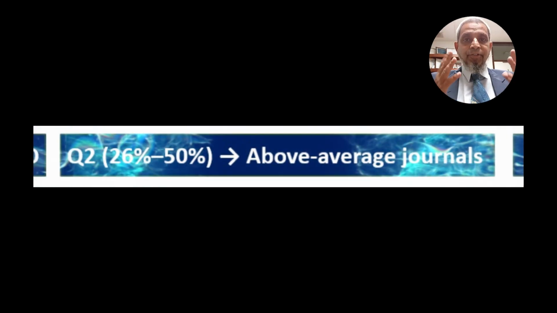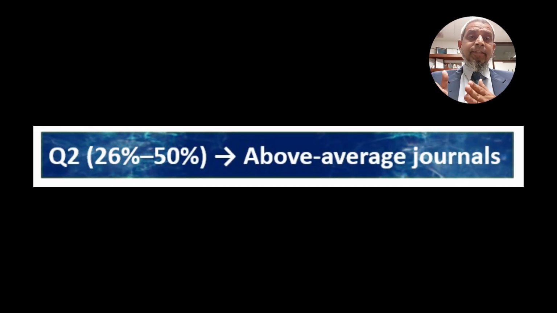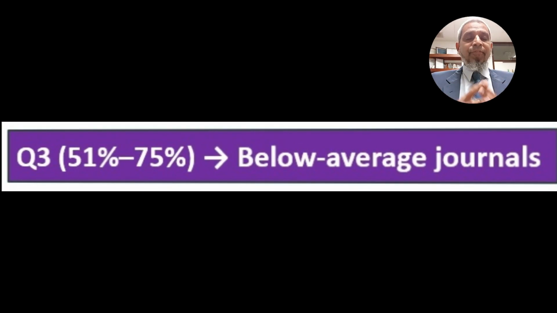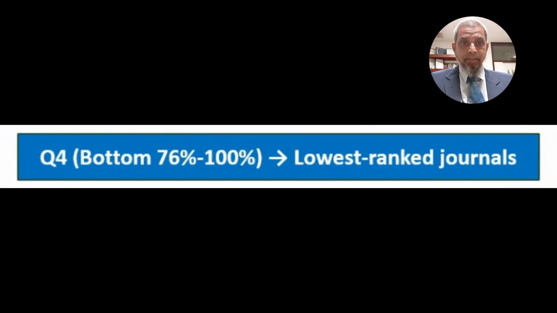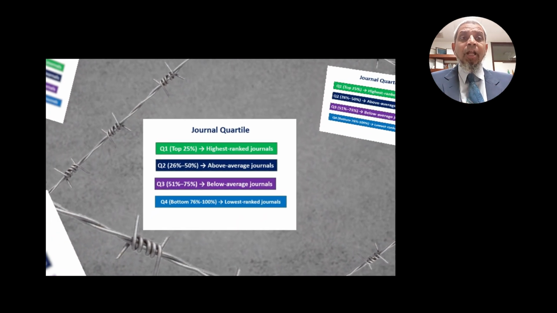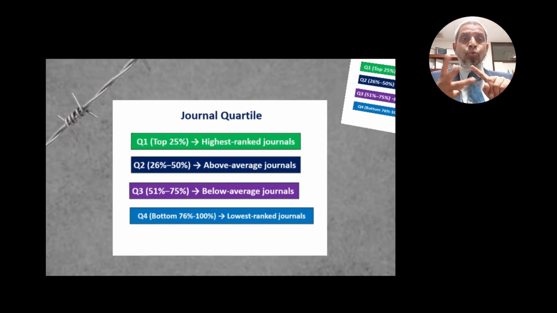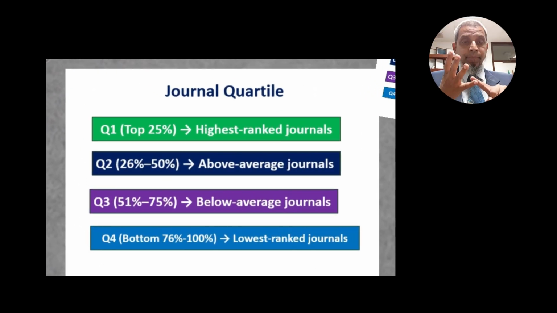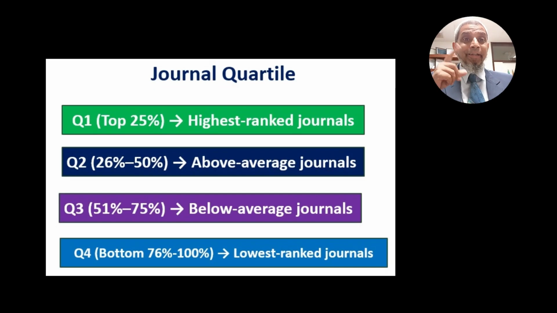Number 2, Q2, above average journals, fall between 26 to 50%. Number 3, Q3 journals, quartile 3, 51 to 75%, below average journals. Type number 4, Q4, lowest ranked journals. Here I will explain all the 4 quartiles of the journal like Q1, Q2, Q3 and Q4. Come to the point number 1, quartile 1 or Q1 journals.